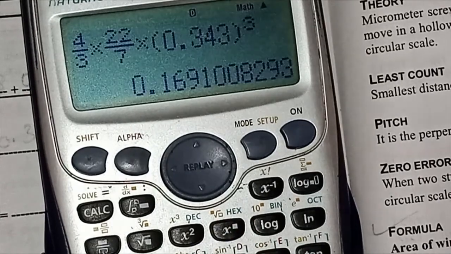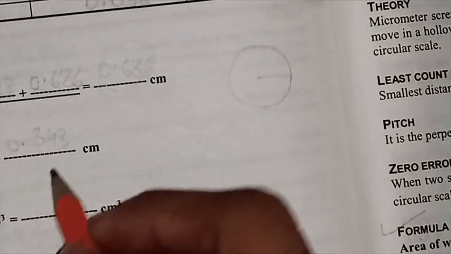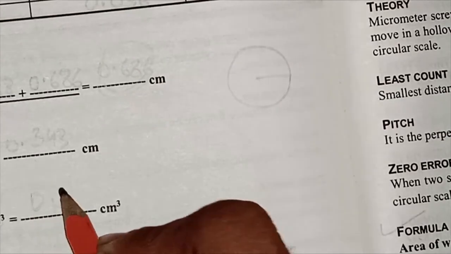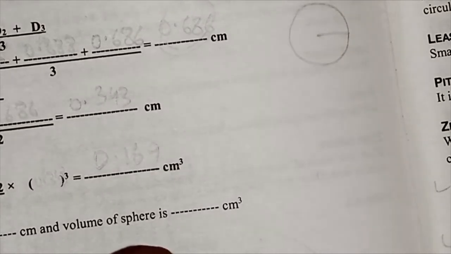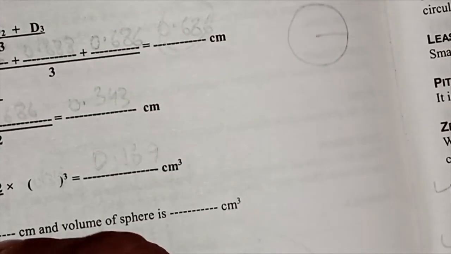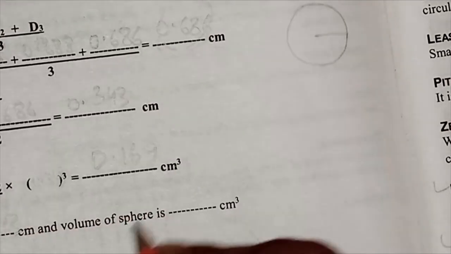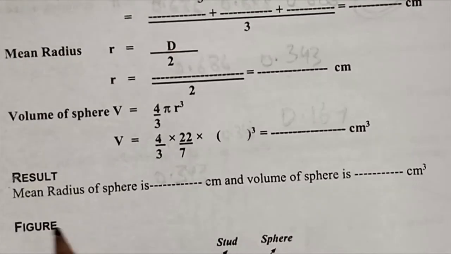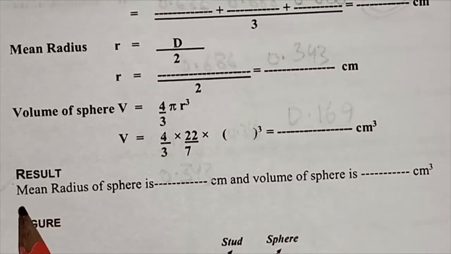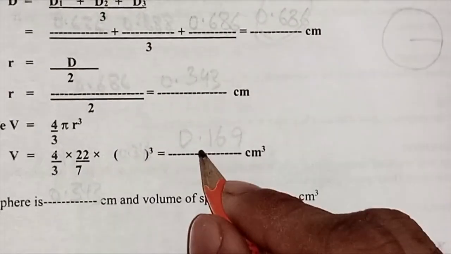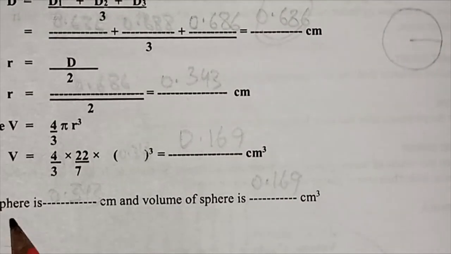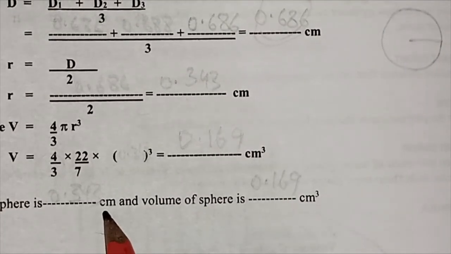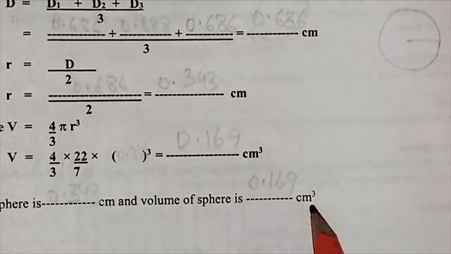So the answer will be 0.169. So our radius of sphere is 0.343, and the volume of sphere is 0.169. So again, the result we have found: the mean radius of the sphere is 0.343 and the volume of the sphere is 0.169. You must remember that the mean radius of the sphere is in centimeter unit, whereas volume is in centimeter cube.